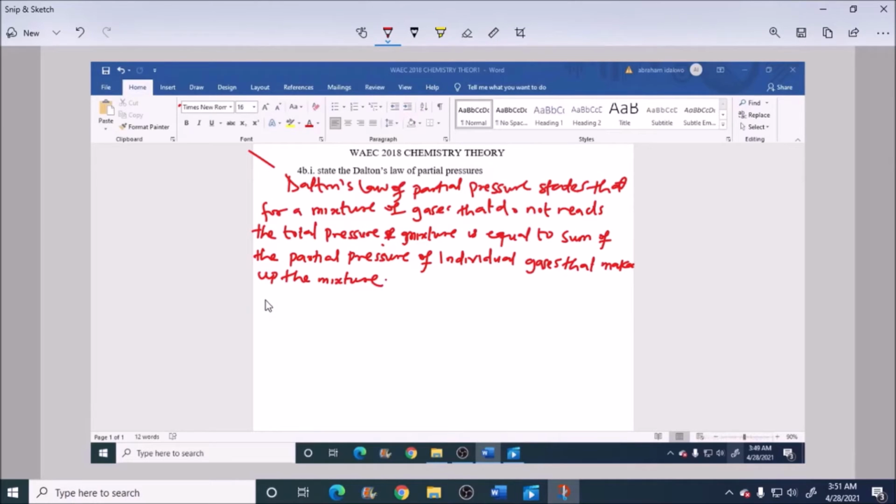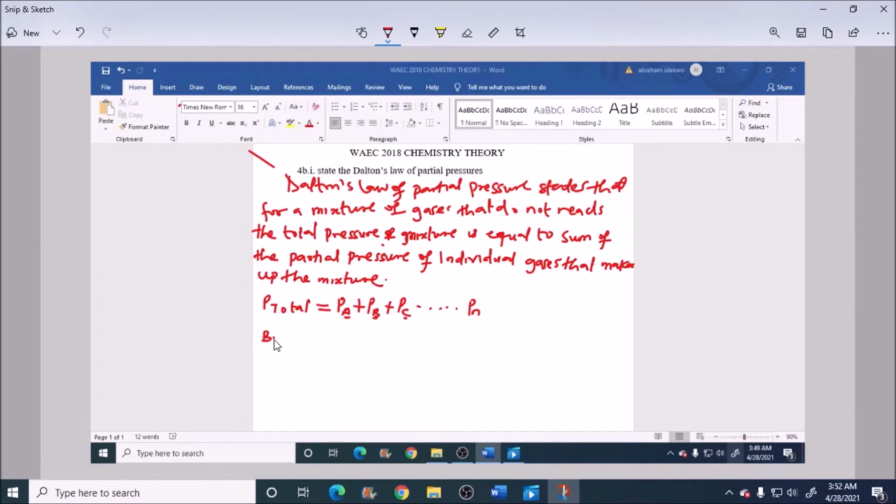Then we can have the mathematical expression as P total, that is the total pressure, is equal to pressure of gas A plus pressure of gas B plus pressure of gas C up to Pn, that is when we have more than gas A, gas B and gas C. So we have PA plus PB plus PC up to Pn. So that's the mathematical statement for Dalton's law of partial pressure.